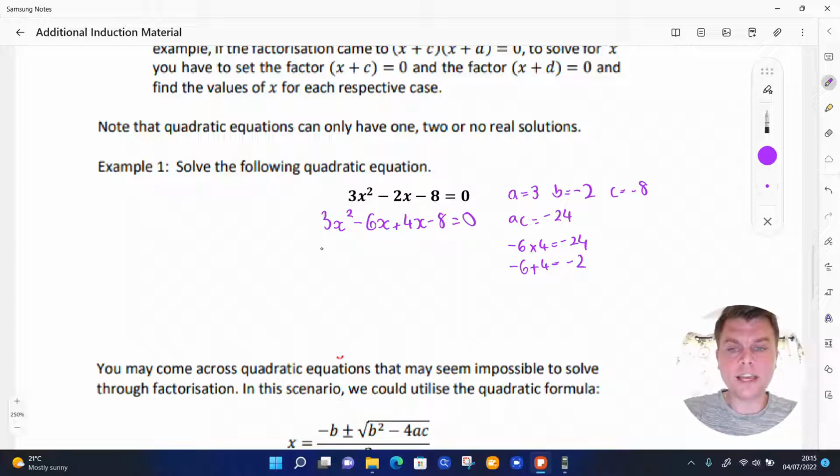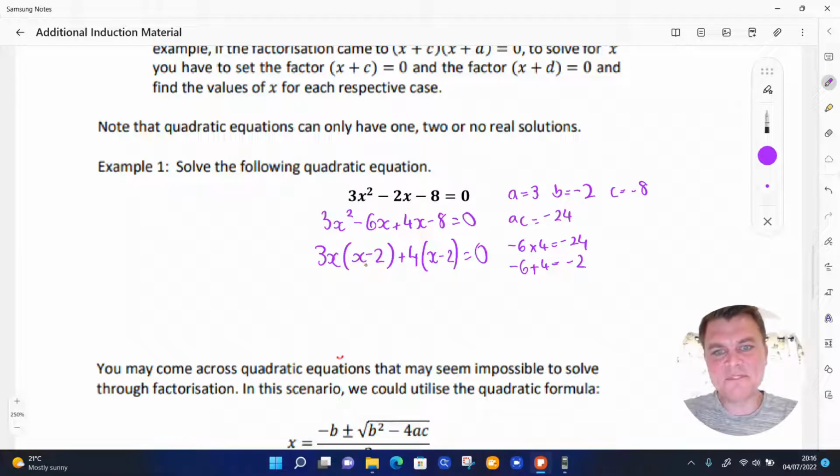So common factor there would be 3x. And then on the inside of the brackets, I should have x, and I believe this time it's going to be minus 2. Yep. And then we look to factorise the last two terms, so I can take 4, in this case a positive 4 out, and then in the brackets x minus 2. Now you know you're probably right if the two brackets match.